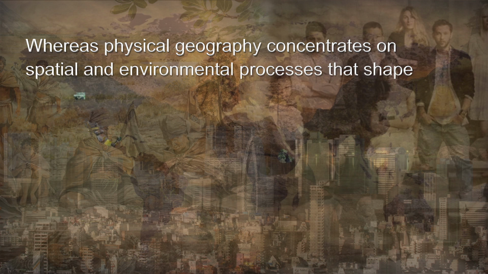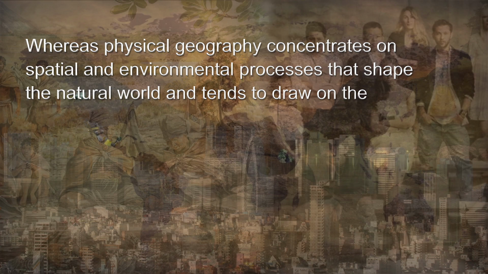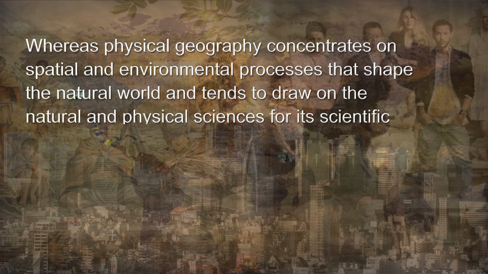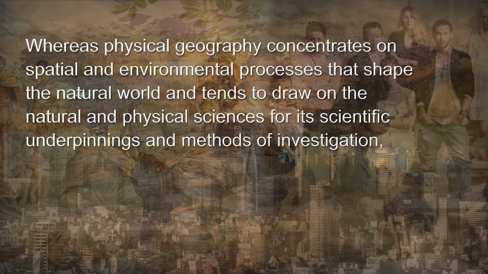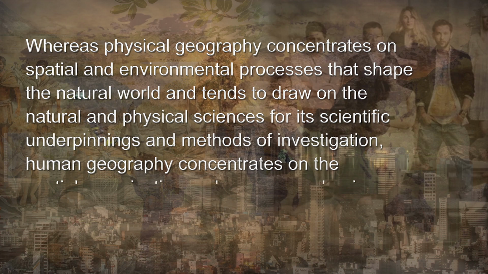Human geography is the study of the interrelationship between people, place and environment, and how these vary spatially and temporally across and between locations, whereas physical geography concentrates on spatial and environmental processes that shape the natural world and tends to draw on the natural and physical sciences for its scientific underpinnings and methods of investigation.